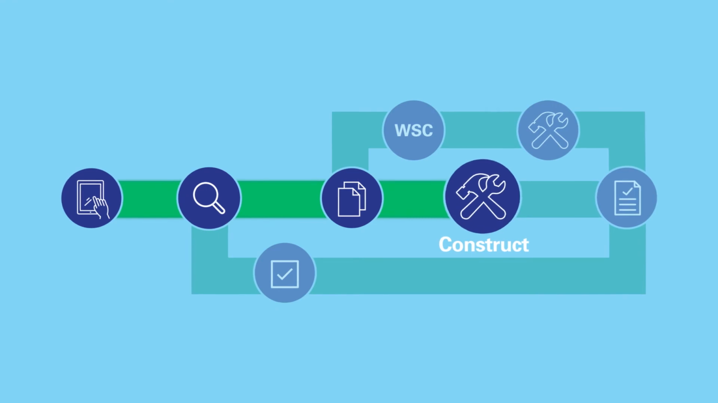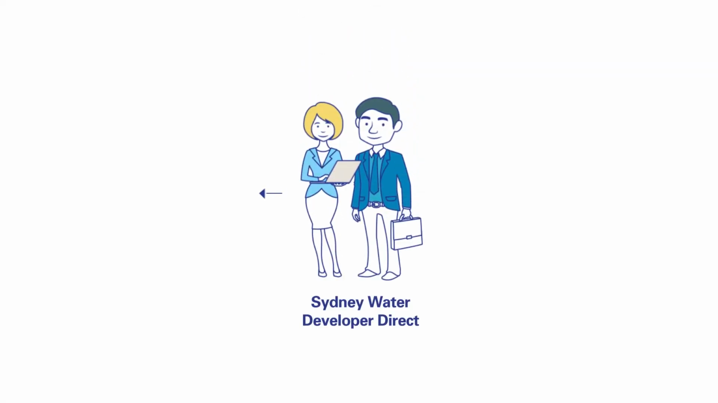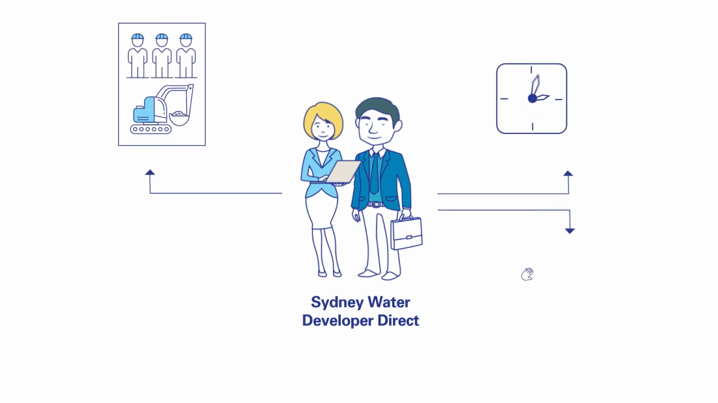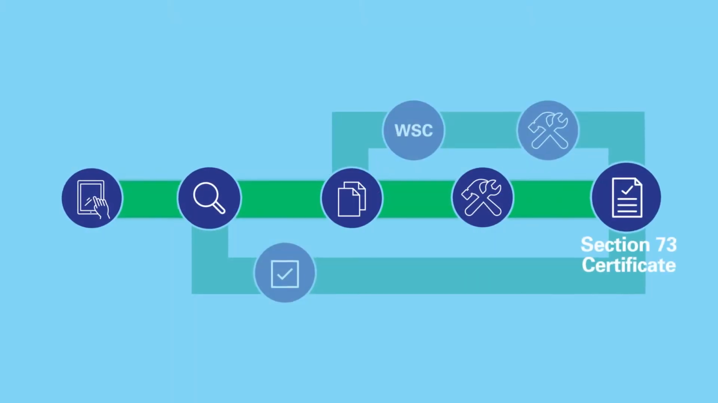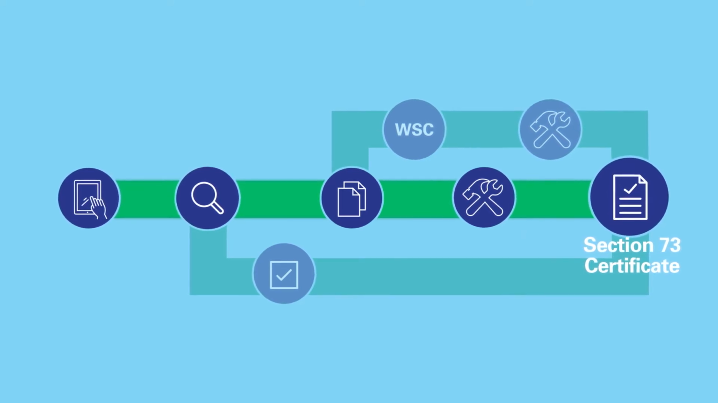You can continue to use Sydney Water Developer Direct to do the work, and if you decide to accept our quote, we'll coordinate the entire project, including all work and inspections, based on the quote we provided with your Notice of Requirements letter. To find out what may affect your construction costs, please check out our video. Once the work's done, your case manager can issue your Section 73 certificate.